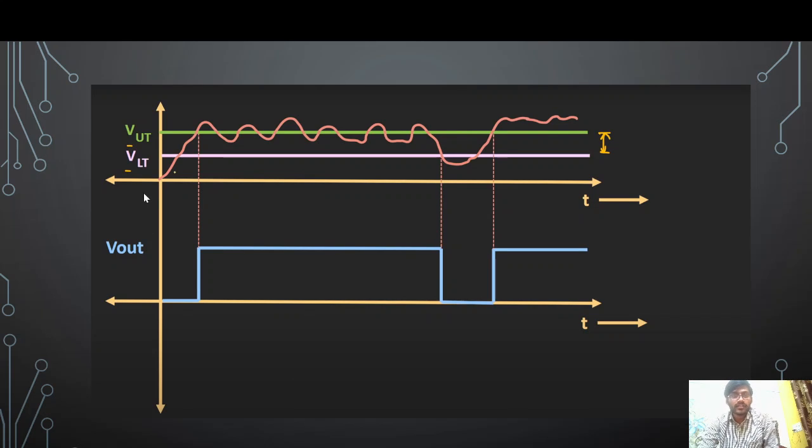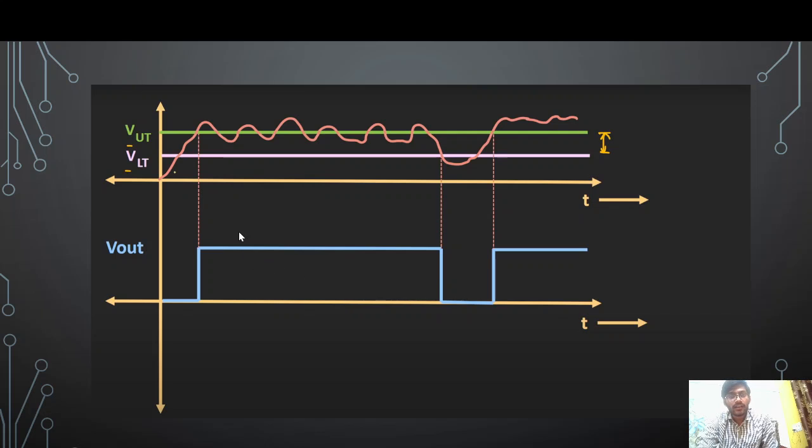Now we know that Schmitt trigger has two threshold voltages. One is the upper threshold voltage, that is for low to high transition, and the second one is the lower threshold voltage, that is for high to low transition. Now let's see how this Schmitt trigger circuit works.